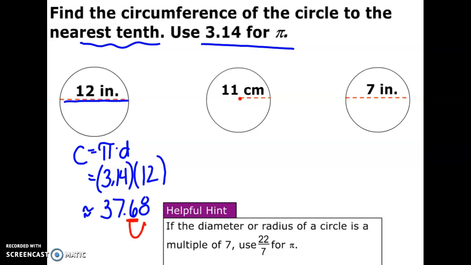This is my tenths spot. Looking next door, I would say it's about 37 and 7/10ths, and I'm measured in inches. That would be my final answer.